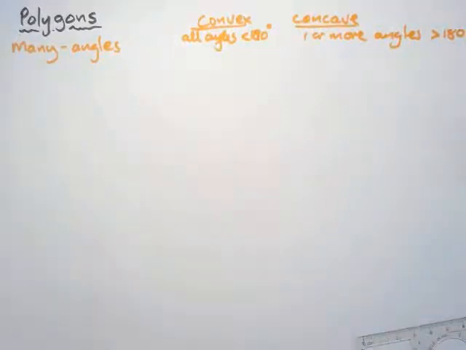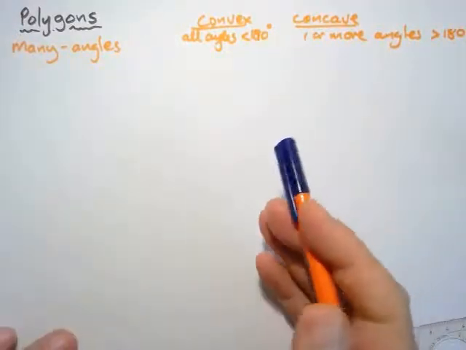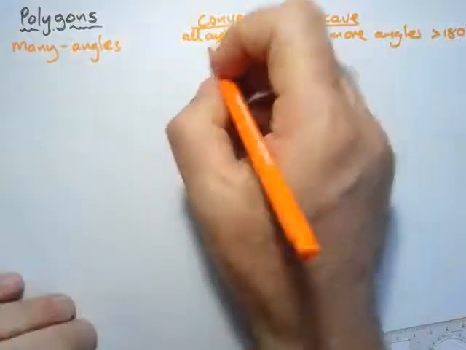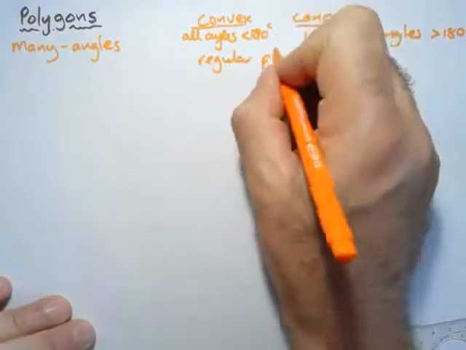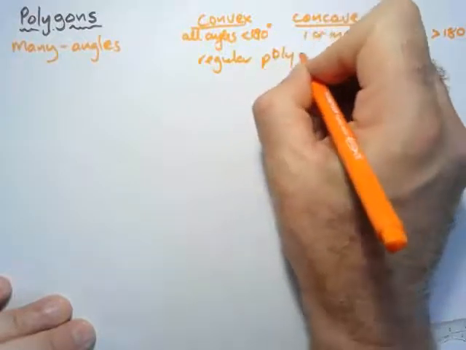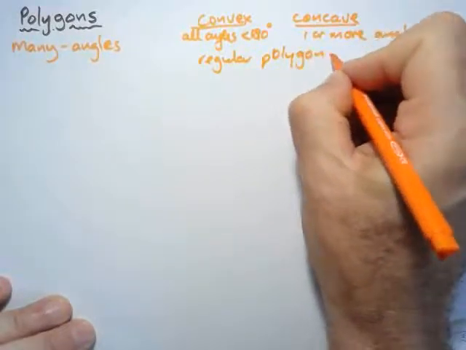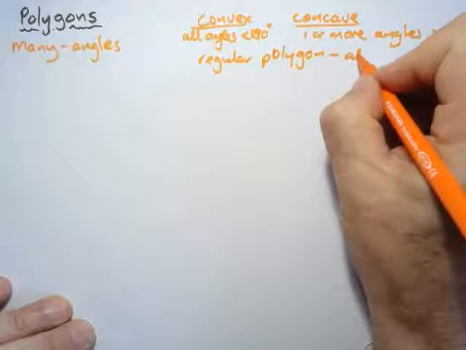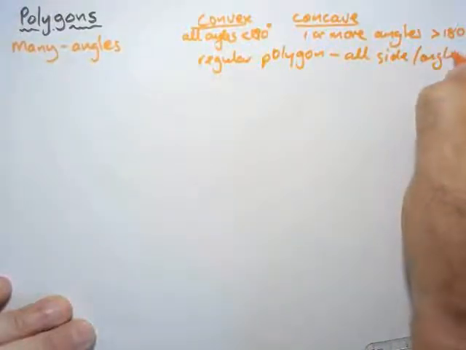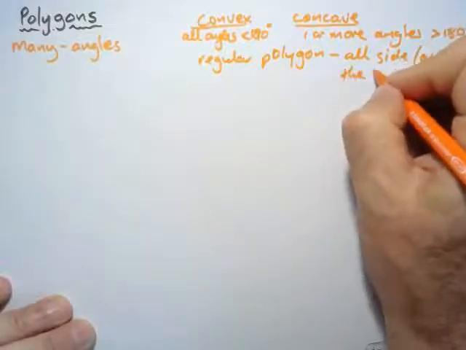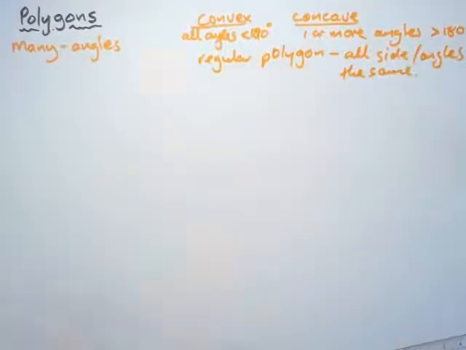The next thing that we need to know is that we get regular and irregular. A regular polygon has all sides the same, and therefore angles the same. So that is a regular, otherwise it will be an irregular.